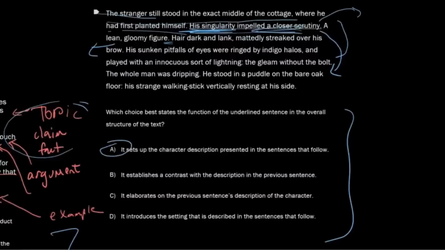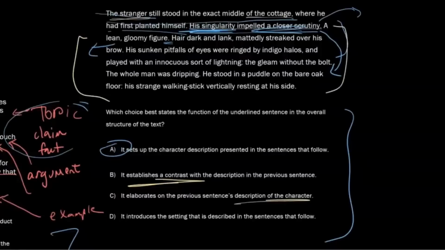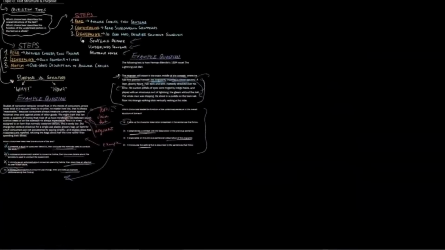This is our why. It's impelling a closer scrutiny, and it's leading to this whole rest of the passage, which is our character description. There's no contrast. He hasn't moved. He hasn't done anything. There's no description of the character really here. He's in the middle of the cottage, he's a stranger. That's pretty much it. It's not really elaborating on that. It's more elaborating on his looks at this point, right? Introduce the setting. Not true. That's the first sentence. And that is how you would solve any sort of text structure and purpose question.